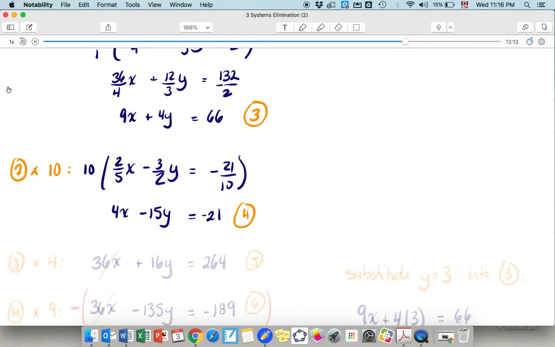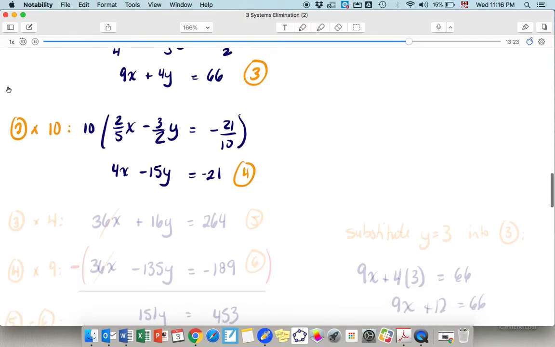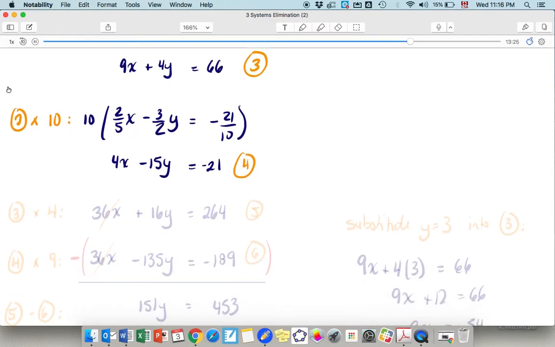So now I'm comparing equation 3 and equation 4 together, and I'm looking at my coefficients. I have a 9x and a 4x. I have a 4y and a negative 15y. And I have to find some way to get the same coefficients. You have a couple options. You can either get your x's to have the same coefficients or your y's. I'm going to choose my x's. Again, it doesn't matter. So in order to do that, 9x would have to get multiplied by 4, and 4x would have to get multiplied by 9.